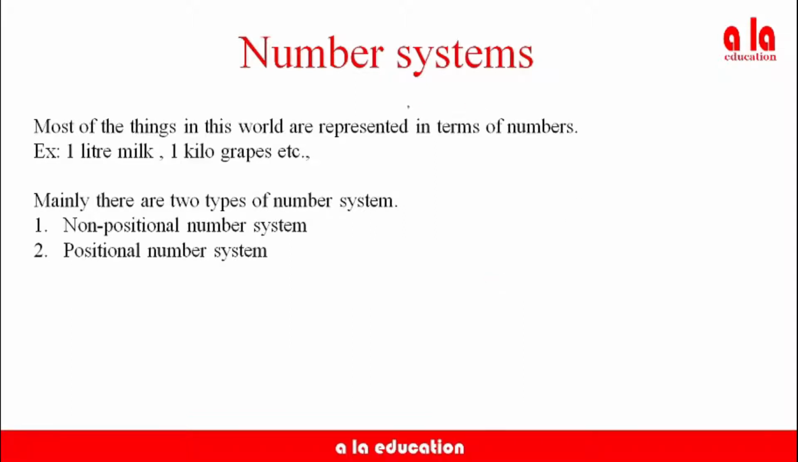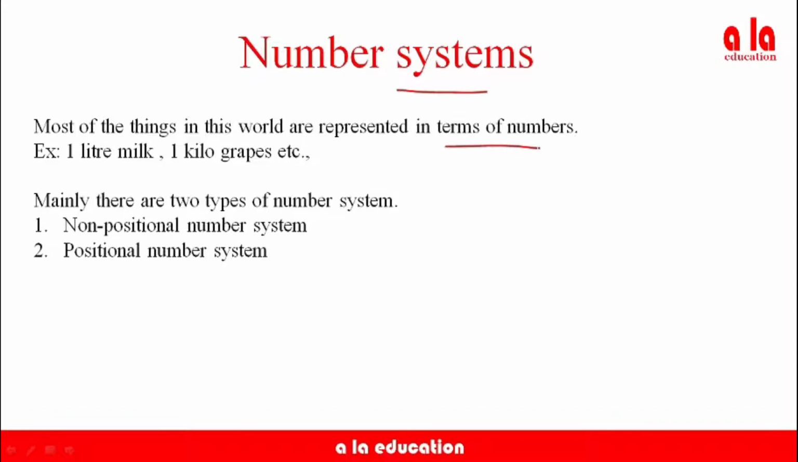Now I will start with number system. Most of the things in this world are represented in terms of numbers. For example, 1 liter milk, 1 kilo grapes. And to consider another real-time example, we visit a shop and ask, give me 10 biscuit packets. Then he will simply give you the 10 biscuit packets. If you ask, give me biscuit packets, he will immediately ask you how many. So in this way, in real time or everywhere, we are dependent on number system.